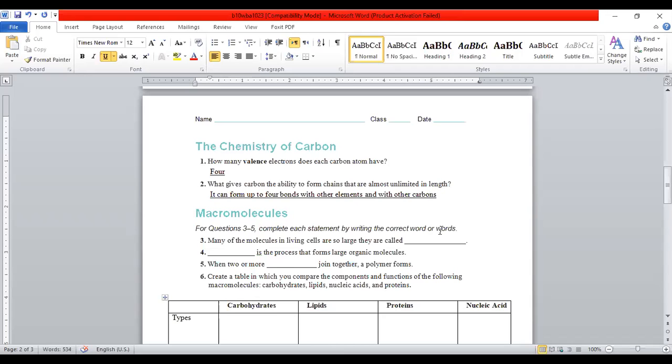Number 3. We have 1 minute left. Many of the molecules in living cells are so large that they are called macromolecules. Great, thank you very much. Macromolecules. Thank you.